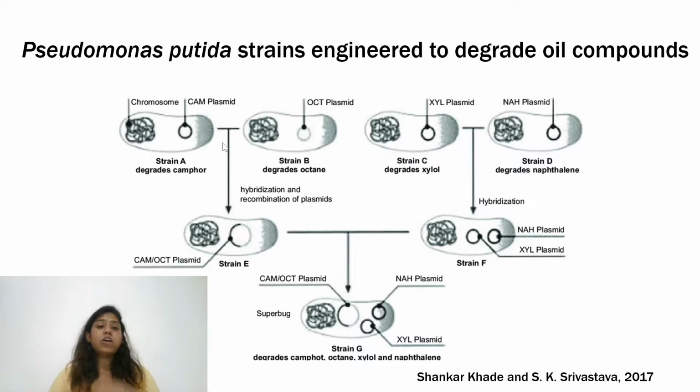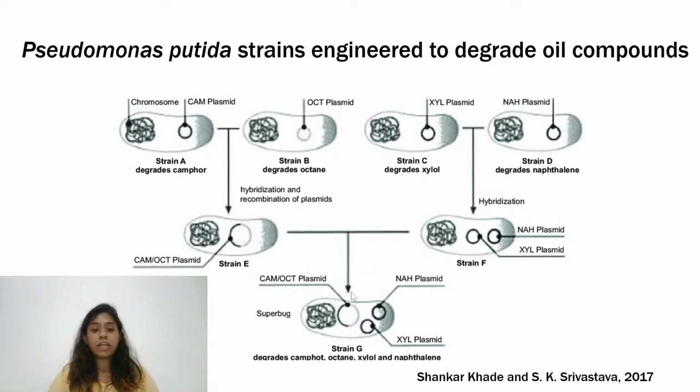So these plasmids are usually engineered using genetic engineering principles. Again, as we discussed, restriction enzymes play a very important role in genetic engineering. They changed the way we look at genetic engineering once they were discovered. So restriction enzymes help us in cutting these plasmids, and ligase can be used for ligating sequences of our interest. So these different plasmids carry the genetic information to degrade camphor, octane, and different oil components.